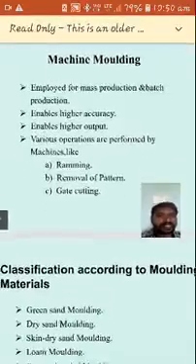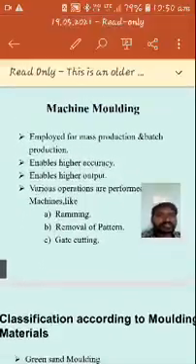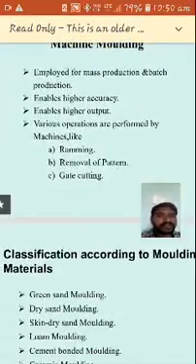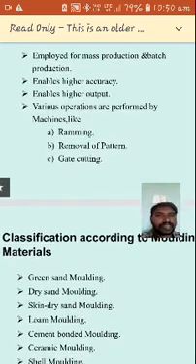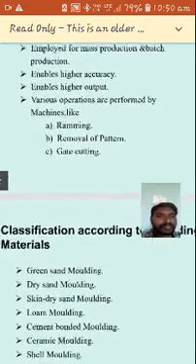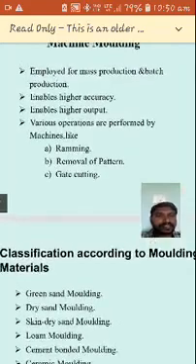Okay, so the next one is machine molding. It is employed for mass production as well as batch production. It enables higher accuracy and higher output. Various operations are performed by the machine, like ramming, removal of pattern and gate cutting. This can be done by the machine itself.